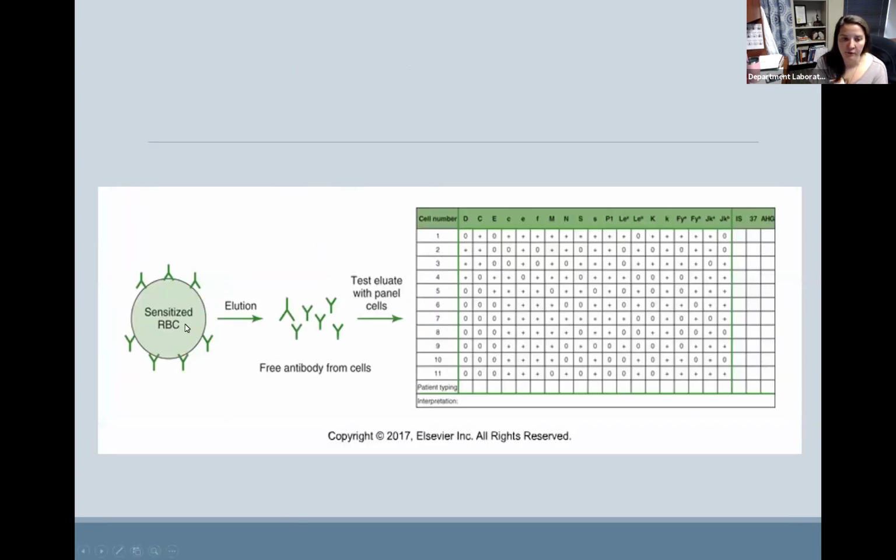And so here's what you have. You have your sensitized red cells with the antibody coating the red cells. After you perform the elution procedure, then you're left with that unbound antibody. We have eluted that antibody off of those red cells, and then we can test it against our panel and look for patterns of reactivity to see which antibody is coating patient cells. In the event of a delayed hemolytic transfusion reaction that is due to Jka, then what is coating patient cells would match the pattern of Jka. All right, so then we would be able to confirm that the patient did indeed have a delayed hemolytic transfusion reaction due to anti-Jka. All right.